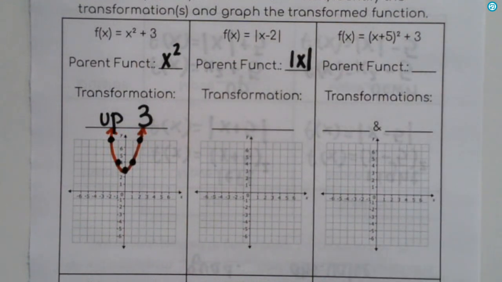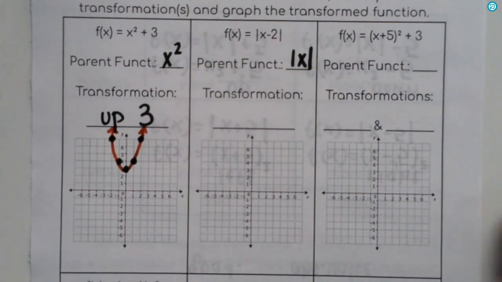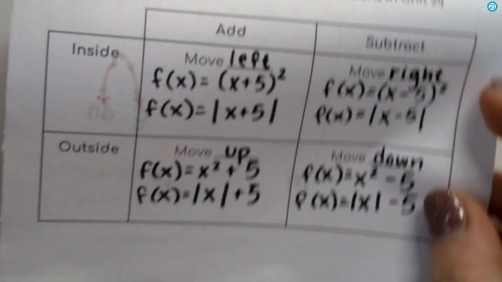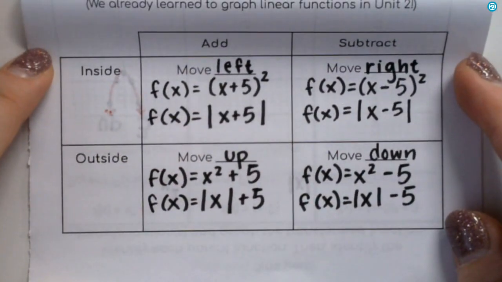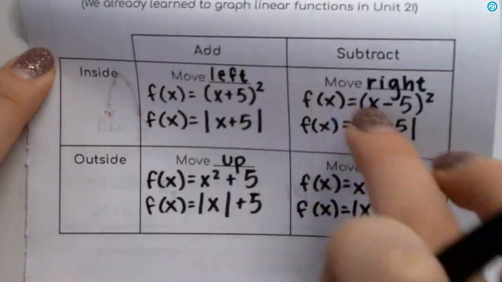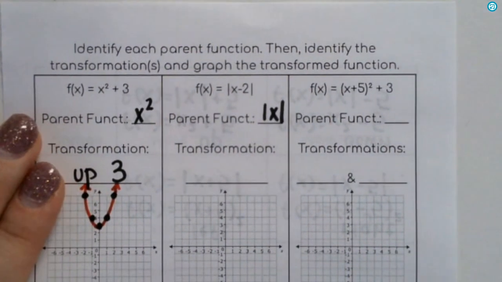So if we subtract inside, which direction did that send us? So flip back, look at your table if you need to. I'll flip back, look at my table. Where does subtracting inside move us? Right. So subtract inside moves us to the right. So we are going to move right 2.